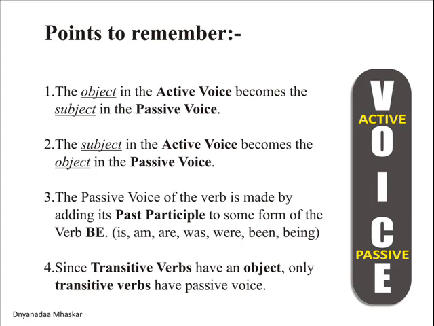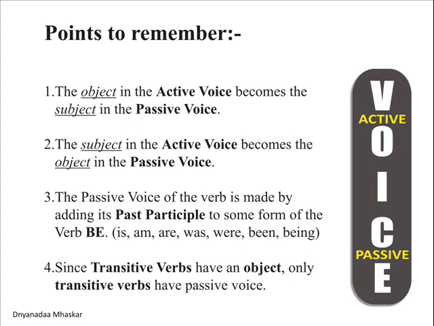Okay, the points to remember are: first one, the object in the active voice becomes the subject in the passive voice. Second one, the subject in the active voice becomes the object in the passive voice. Third one, the passive voice of the verb is made by adding its past participle to some form of the verb be. So be is a primary auxiliary.